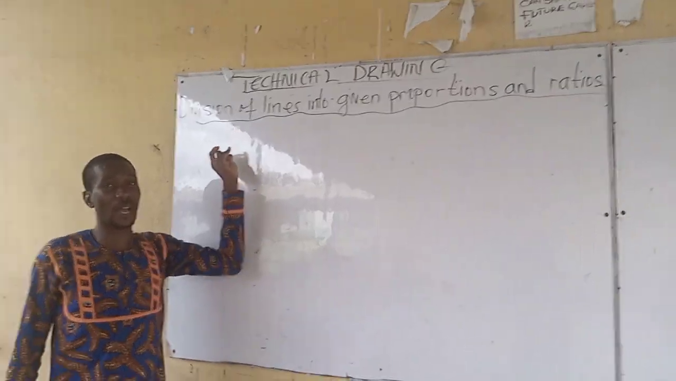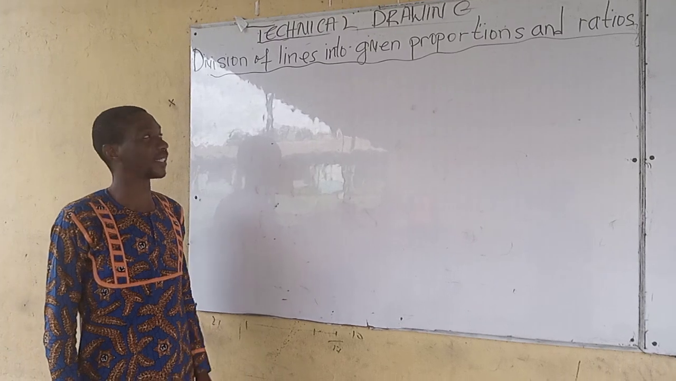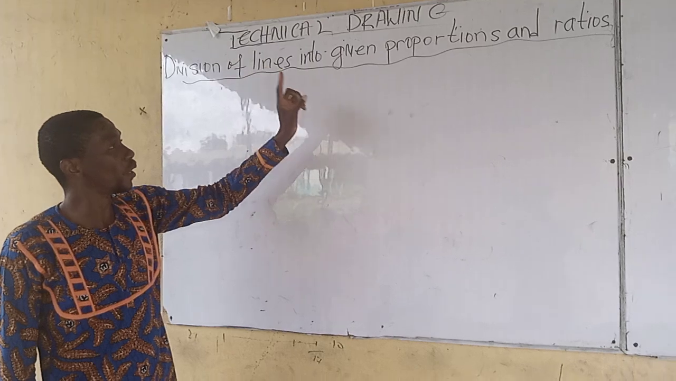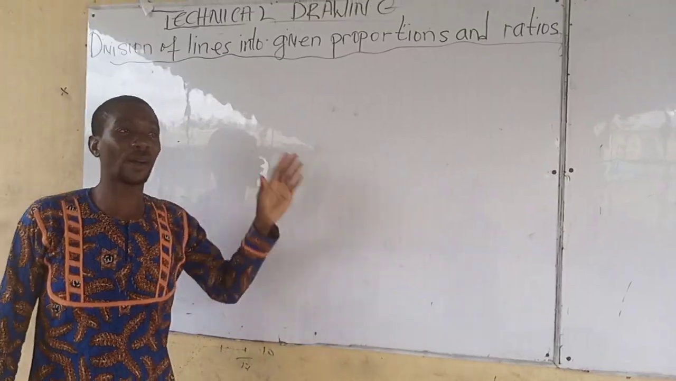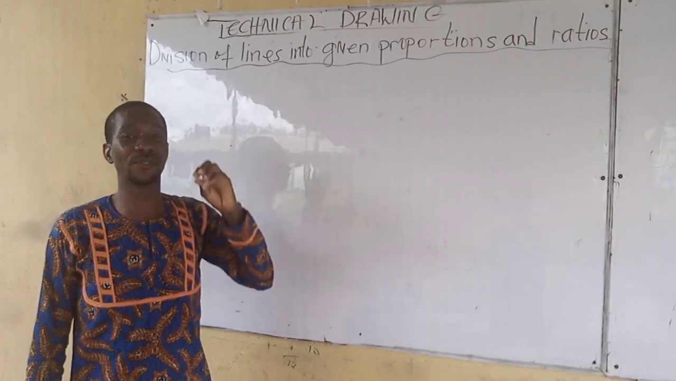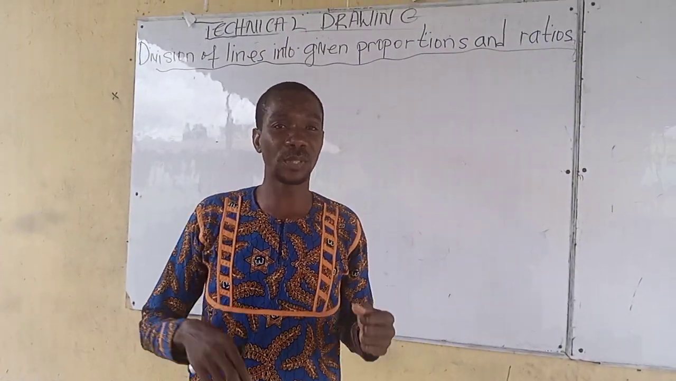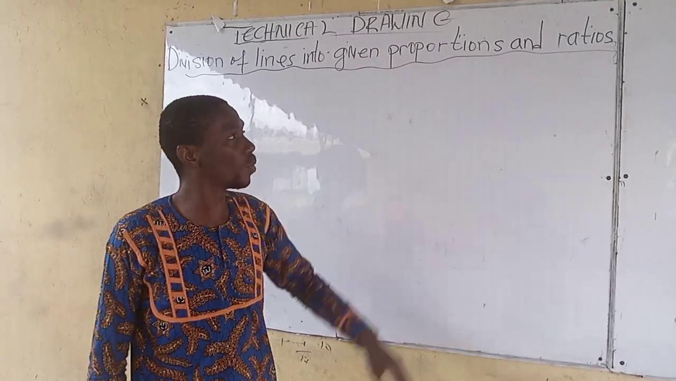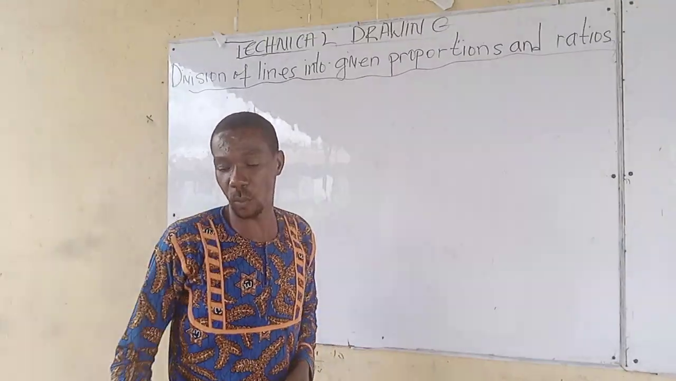Let's look at what we have for today from your technical drawing teacher. Today we will look at division of lines into given proportions and ratios. In our last video, we talked about how we can divide lines into equal parts. But in today's video, we will look at how we divide a given line into proportions and ratios.